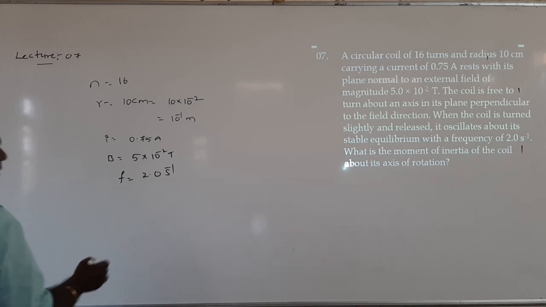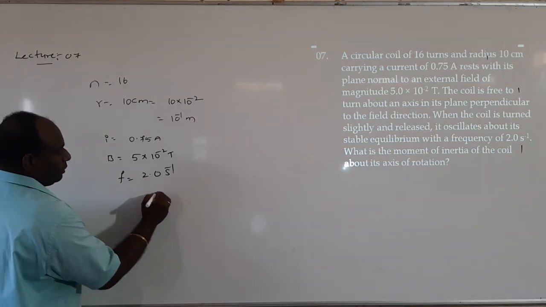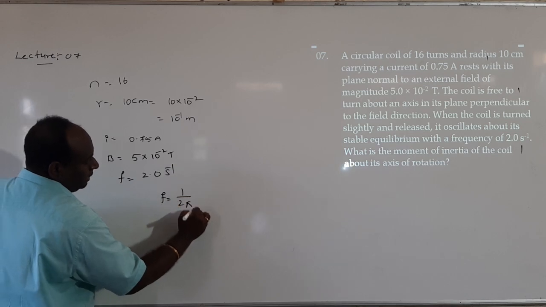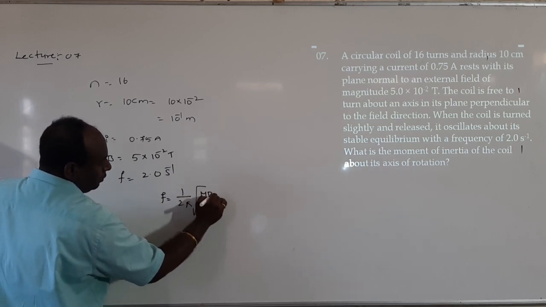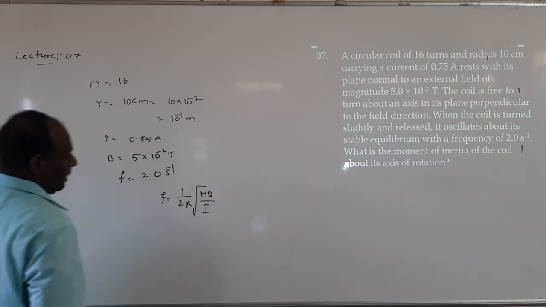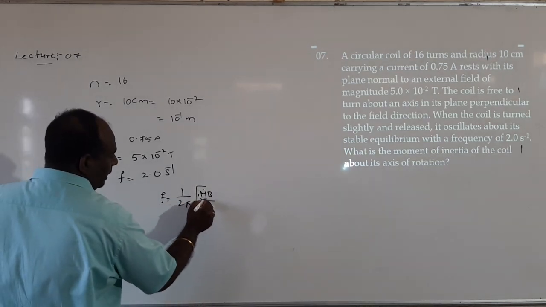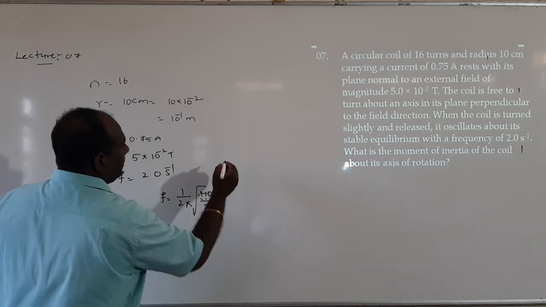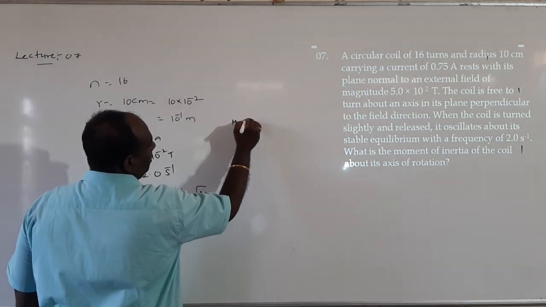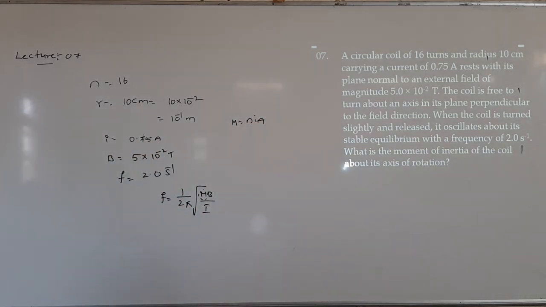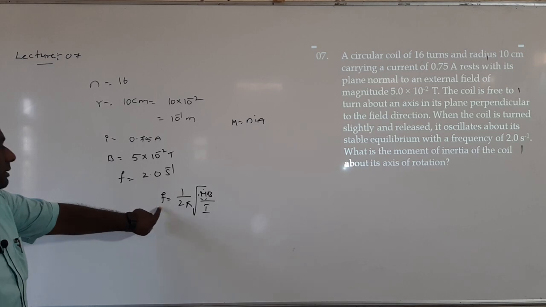So from this, what is the relation between frequency and moment of inertia? Frequency f is equal to 1 by 2 pi into root over mB by I. From the given data, except m, all the data are there. What is the magnetic moment of a coil? We can find m equal to NIA. By using the formula m equal to NIA, I will find m. I will substitute the values in this equation.